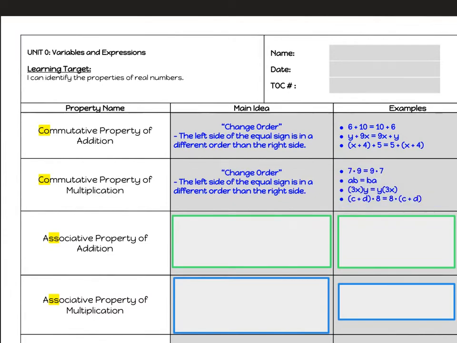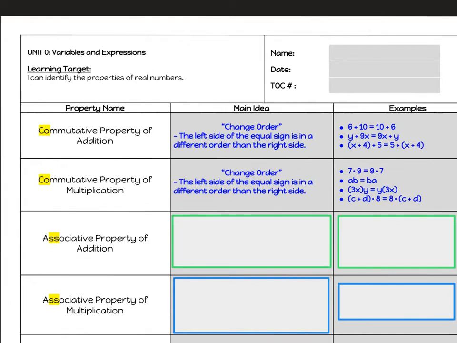Really quickly, I want to discuss a few of these examples and just explain it to you for those of you who may be a little confused about these properties. So, for example, let's look at the first one. 7 times 9, that's going to give you 62. In addition, 9 times 7 is also going to give you 62.